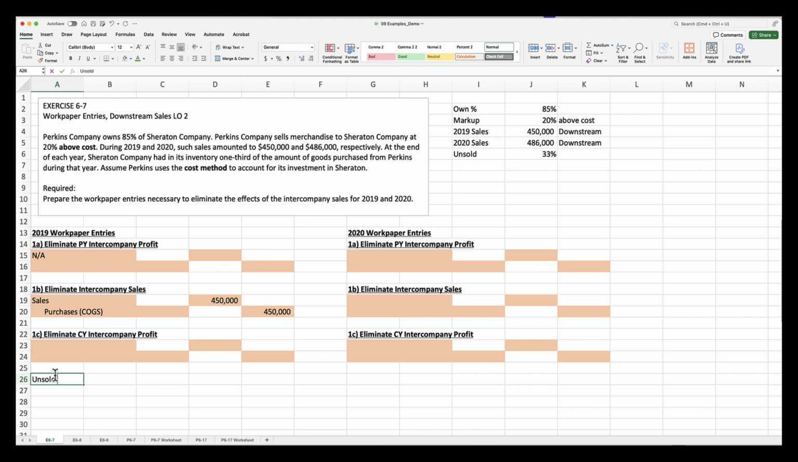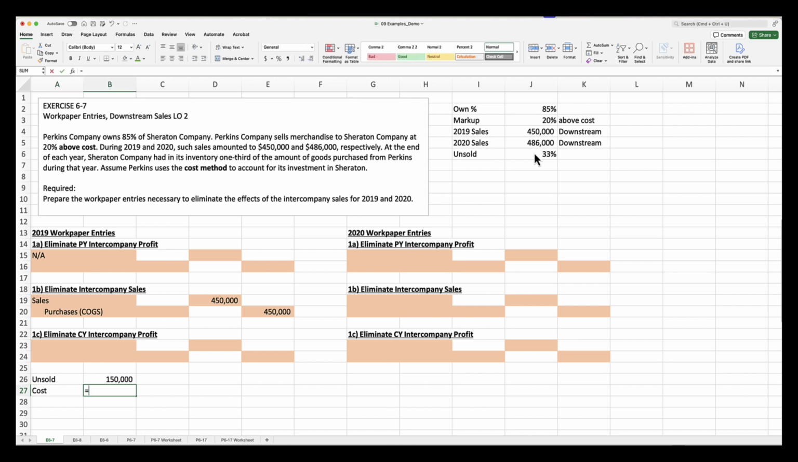So the first one is unsold inventory. So we know that there were sales of 450,000, and of that, 1/3 of that was not sold outside of the consolidated entity. So 2/3 was, but 1/3 is still sitting in our subsidiary's inventory. Then we want to figure out what the cost of those goods was to our parent company.